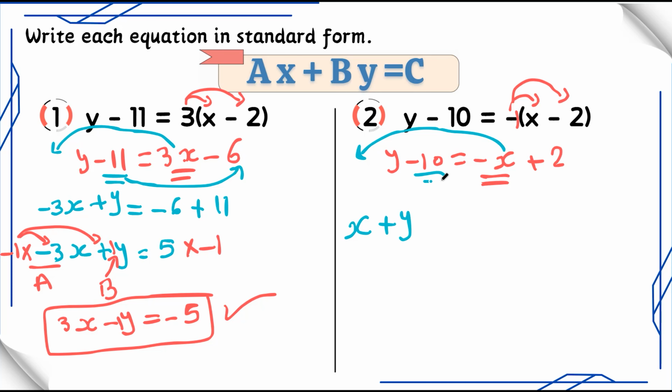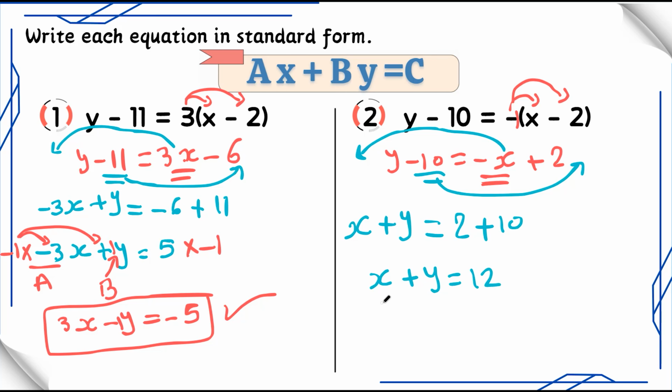What about negative 10? You should move it to the right side, after the equal sign. On the right side here, we have 2, and this negative 10 moved to the right side will be positive 10. Now we have x plus y equal 12. Now check everything, whether it's okay or not.